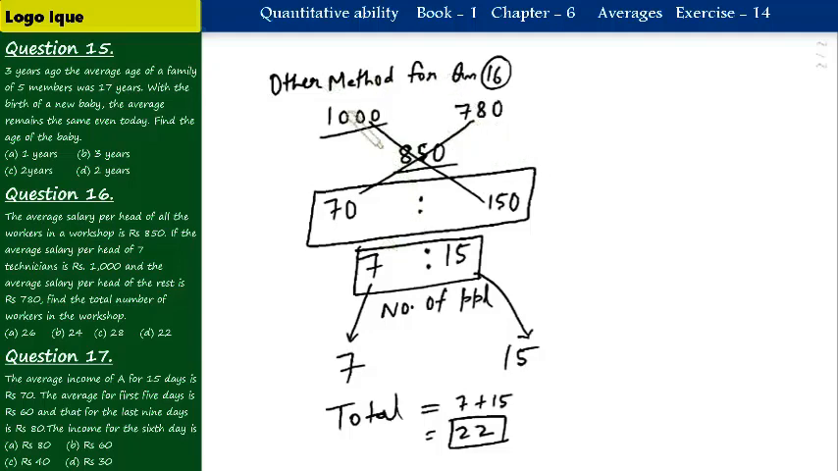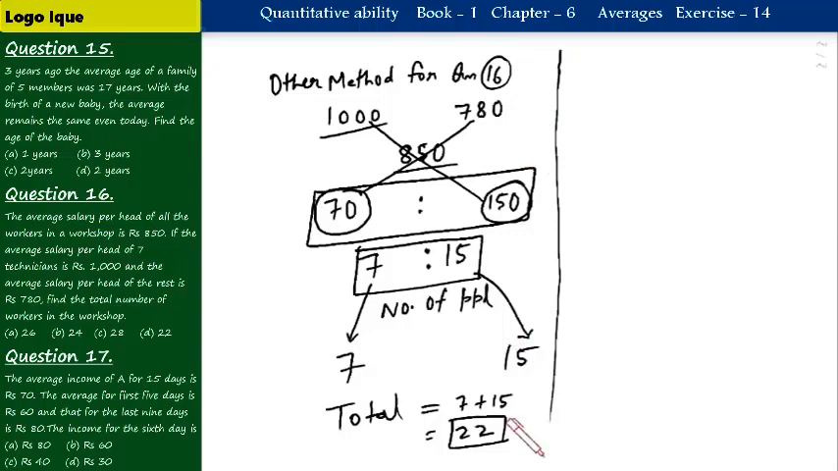I'll repeat. Write the original values like this, and then the average value in between, a little lower. Then take the difference of the first value and the average, attribute it to the second value. Similarly, take the difference of the second value and the average, attribute it to the first value. Take the ratio of these differences, 70 is to 150, that is 7 is to 15, the ratio of quantities. 7 stands for the quantity of 1000 and 15 stands for the quantity of 780. Here the quantity is number of people. You can always apply this. In the next exercise we'll have a lot of questions like this.